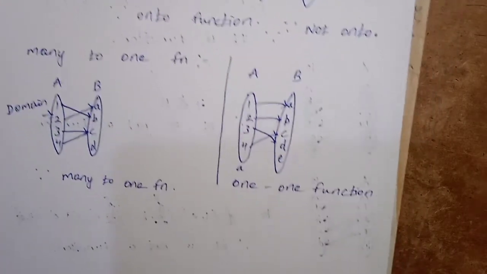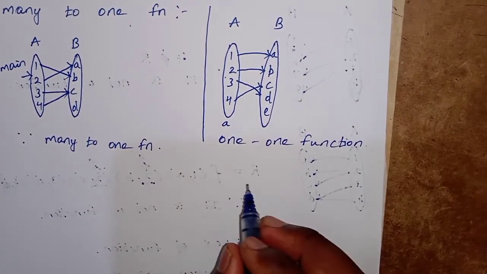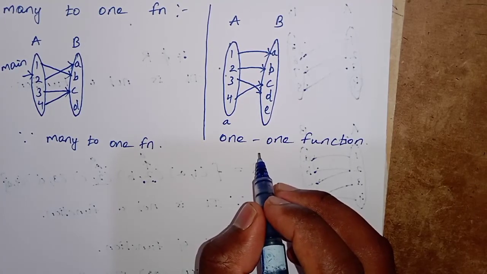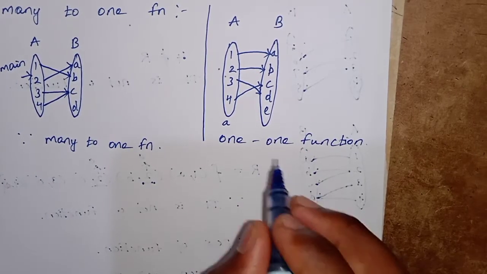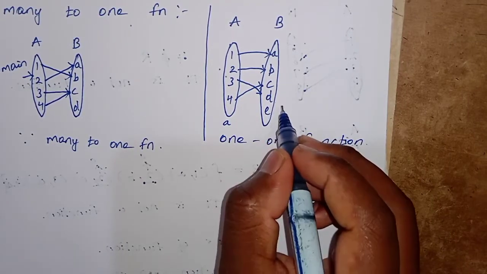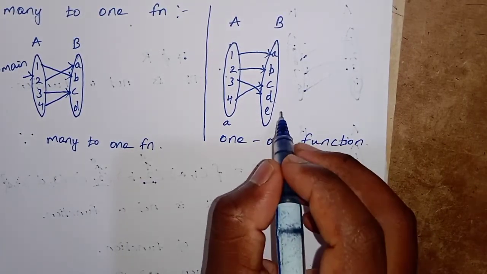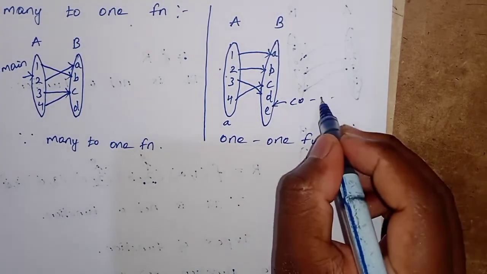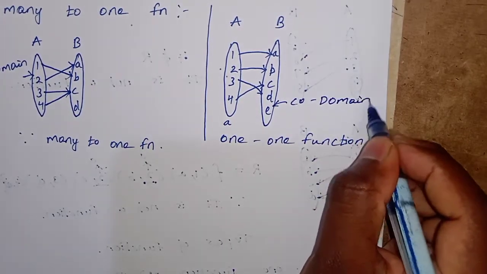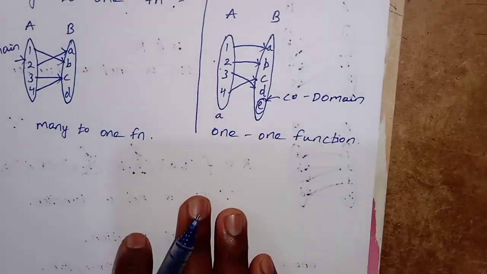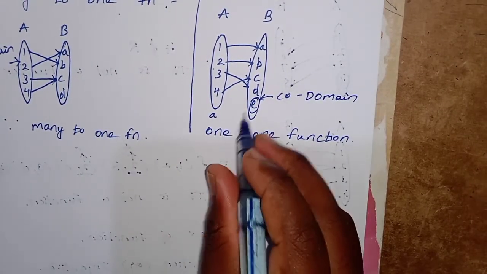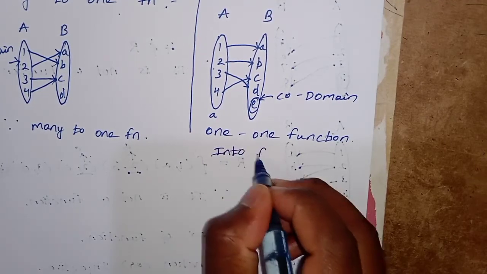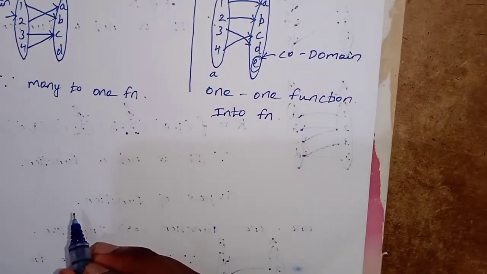Next, you have to check whether it is onto or not onto, which is called into. Here you have to check. For finding onto or not, you have to check the codomain. In the codomain, elements are not related to A, therefore here it is not onto. Not onto means into function.